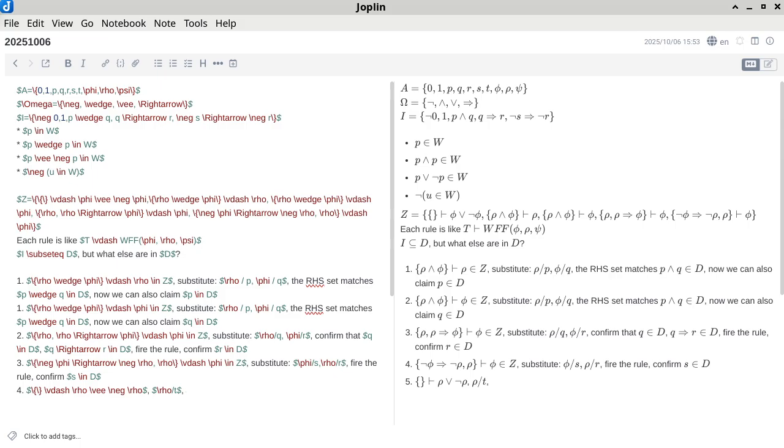Now the question is, with this substitution, have we met all the requirements on the left-hand side of the inference? Yes, because the inference says we don't have any requirements. There are no constraints whatsoever. So we can fire the rule. So we'll go ahead and fire the rule. After we fire the rule, what can we confirm to be in D? Now we can confirm that T or not T is in the set D.